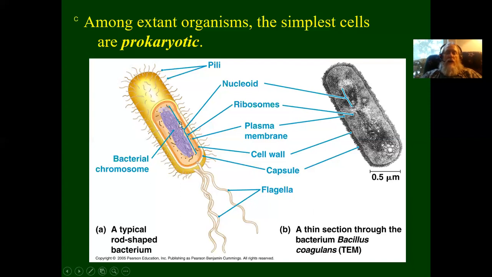But here what's labeled is the bacterial chromosome. That's the genetic material of the bacterium, which is just free floating within the cell. And I'll also point out these tiny little red dots here, which are little structures called ribosomes. We'll say a little bit more about them in a bit.